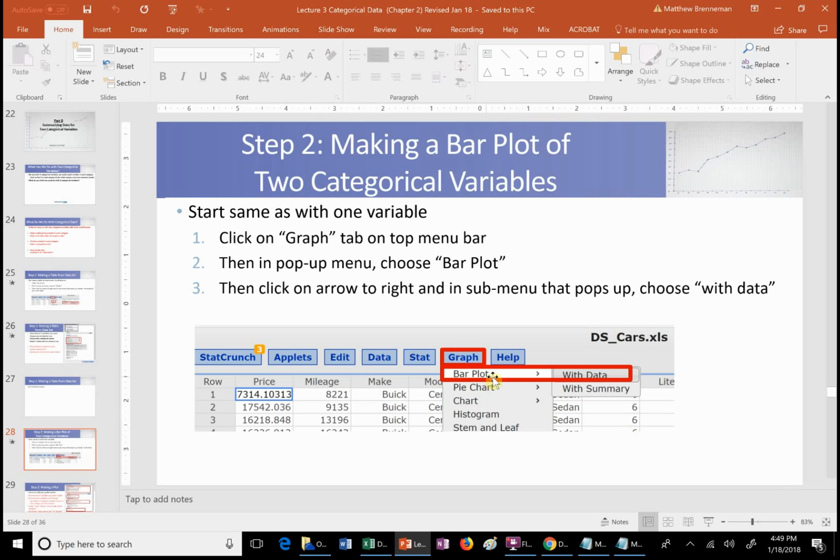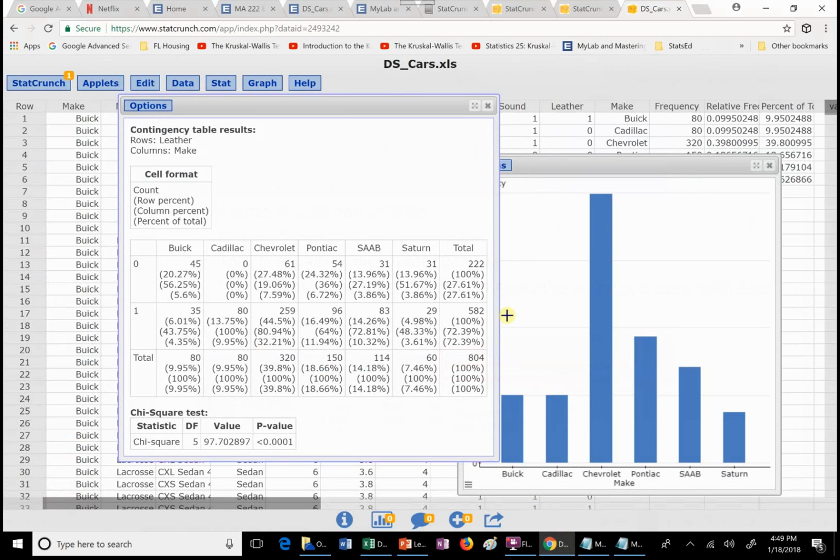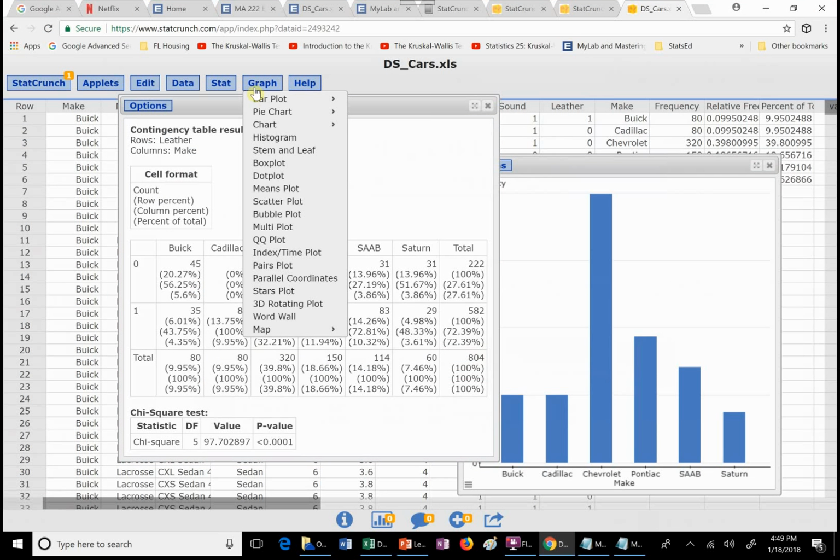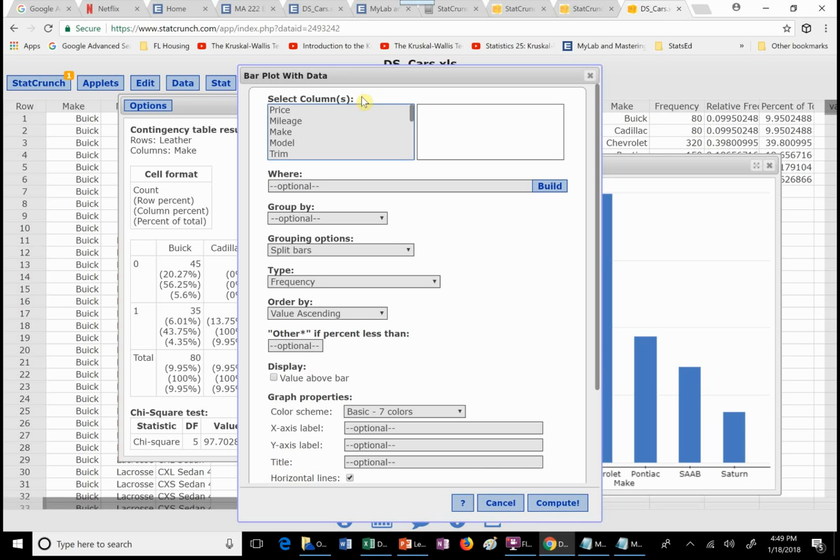I'm going to click on Graph, Bar Plot with Data. It's going to start off the same as before. So we'll say Graph, Bar Plot with Data. And here's what I want to do. How you plot this depends on what you're interested in. What I'm interested in, myself, is the percentage of each make that's leather.